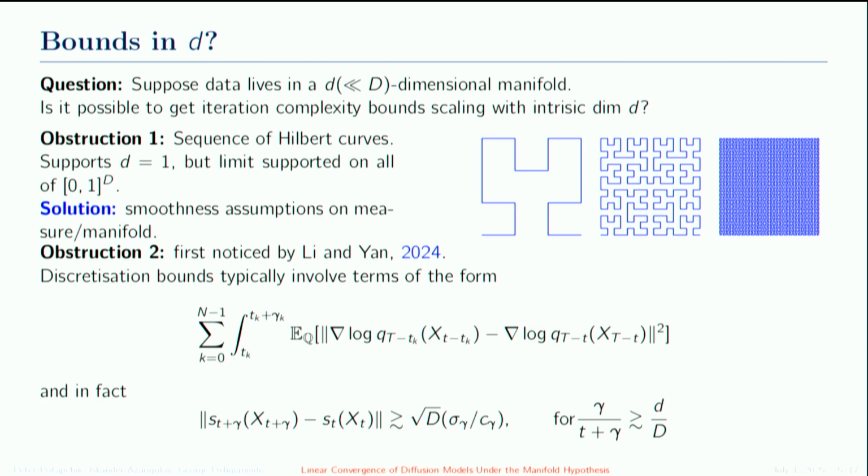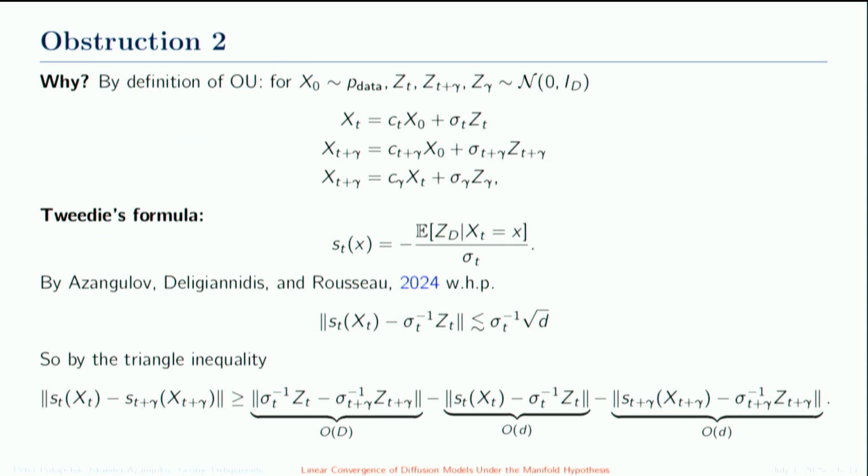So they capture the dimension of the diffusion rather than of the underlying data. To see why this happens, it's a fairly easy calculation using just the definition of the Ornstein-Uhlenbeck process. Essentially, we can write the Ornstein-Uhlenbeck process at different times using the previous time steps or the clean data point x0 plus Gaussian noise. Also, we use Tweedie's formula, which expresses the score function as a conditional expectation of the noise you add to go to the noisy data point, conditioned on the value of the noisy observation.